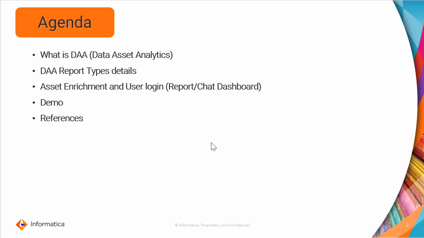The agenda for this video is as follows. First, I will begin with an overview on Data Asset Analytics or DAA. The next topic would be DAA report types details. Then I will follow it up with the asset enrichment and user login reports. And the next topic would be a quick demo on how to generate these reports from the DAA web UI. And at the end, I will share the reference links which will be helpful to install and configure DAA and generate these reports.